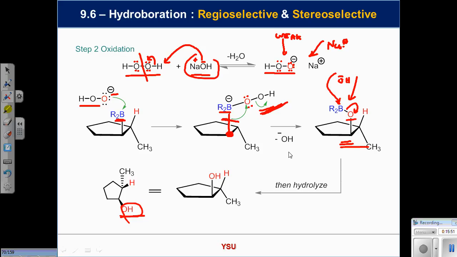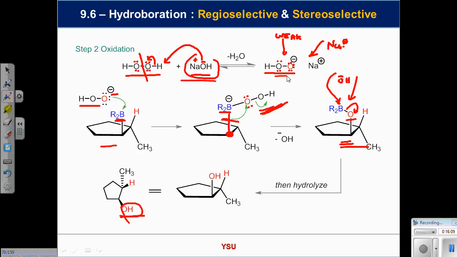Fair enough? So you've got the formation of this through a concerted pathway where the boron avoids the large group, and you get regioselectivity based on that. You also get stereoselectivity because you only attach to the top or the bottom, but not both at the same time. After that, we put the peroxide in with the sodium hydroxide.